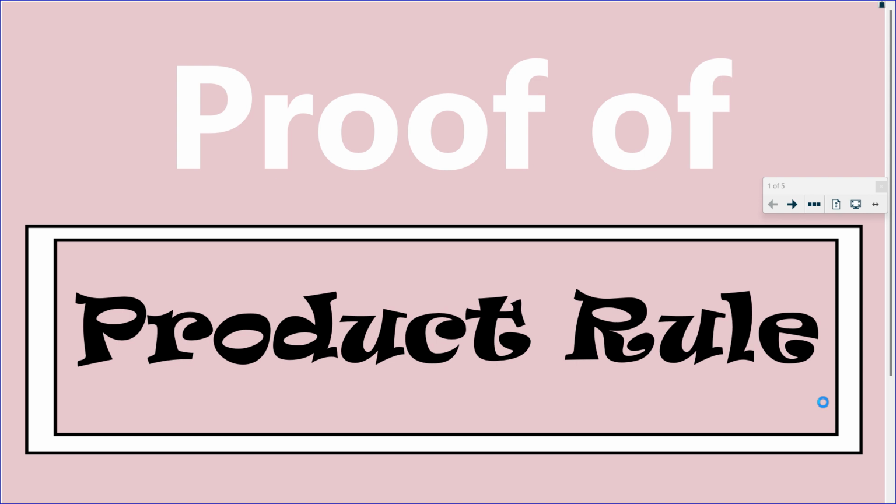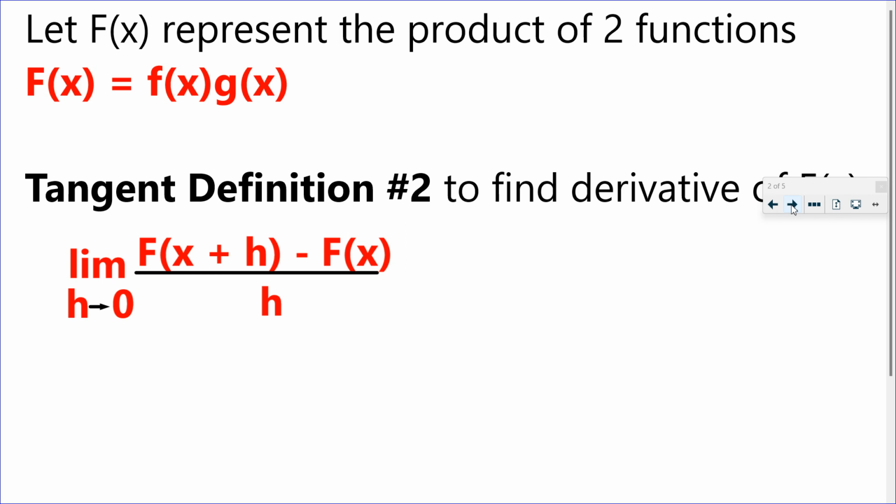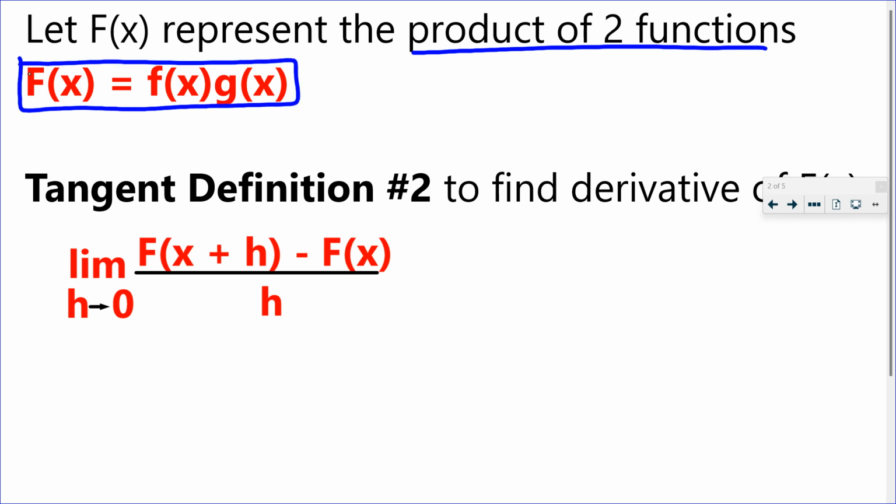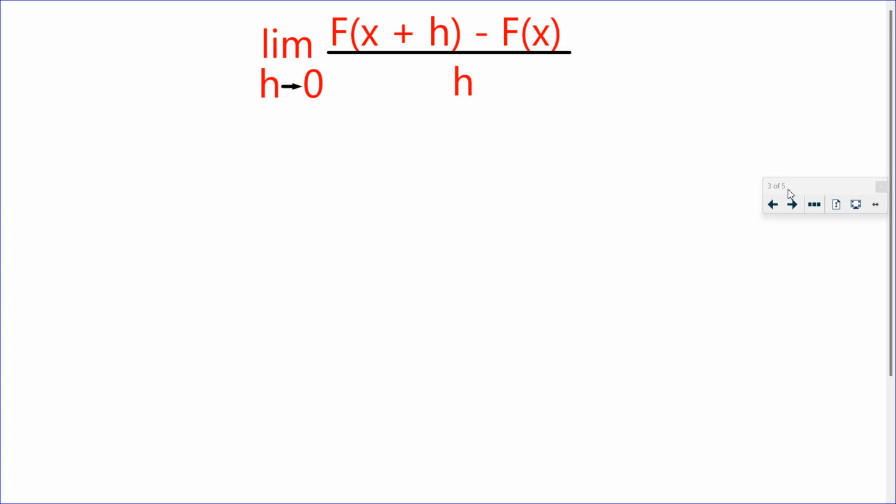Now, the product rule is a way to find the derivative of two products. So what I'm going to do is have some function F(x) represent the product of two functions. So let F(x) equal f(x) times g(x). Then I'm going to take the derivative of that product using tangent definition number 2. So let's look at what this will look like.